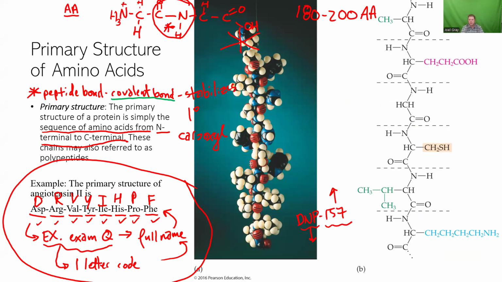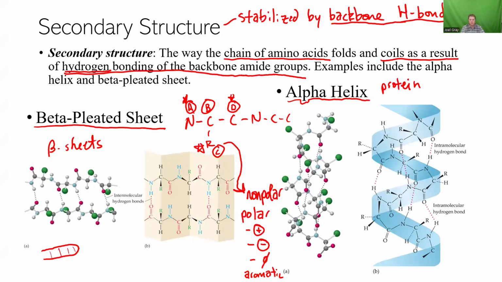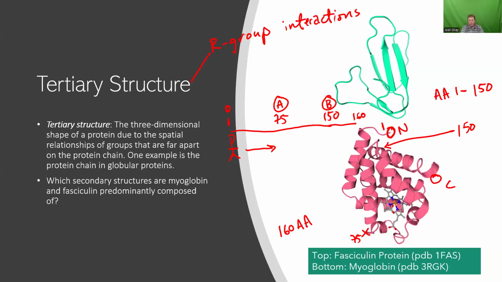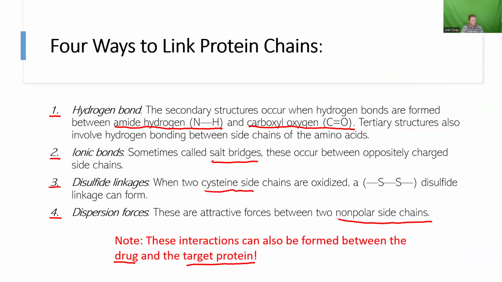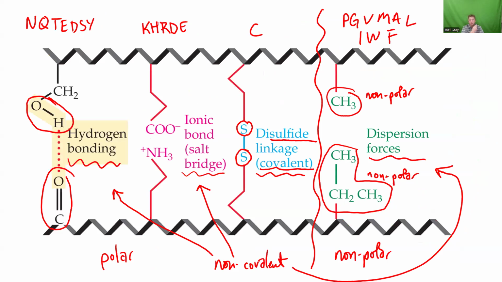The secondary is hydrogen bonds, those are fairly weak. The tertiary structure, well, those could be any one of these. The tertiary structure is stabilized by hydrogen bonding, ionic bonding, covalent interactions, and dispersion forces. So those are all big questions that I want you to be able to answer.